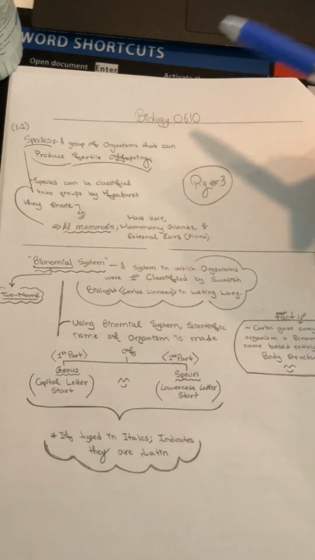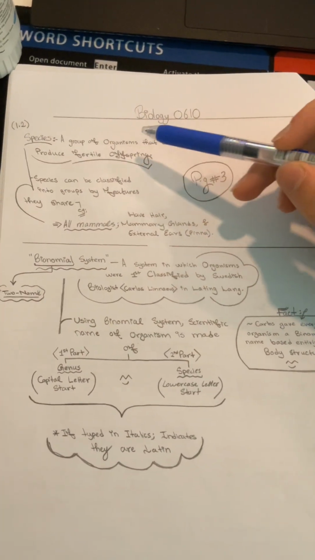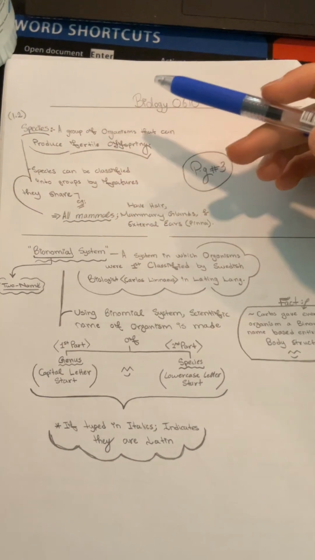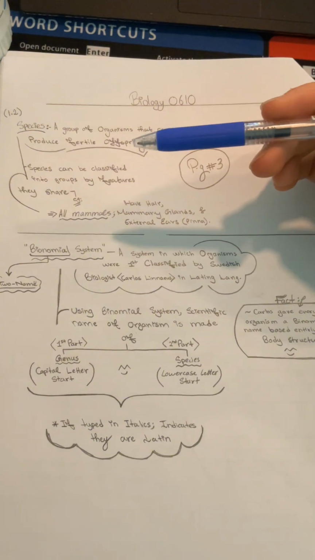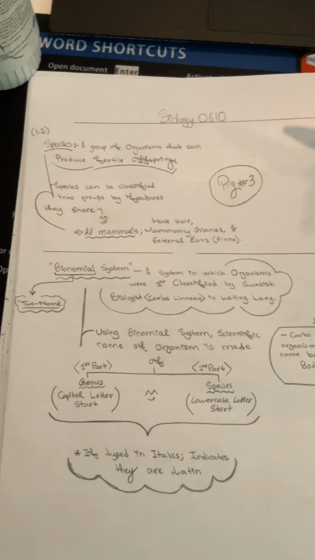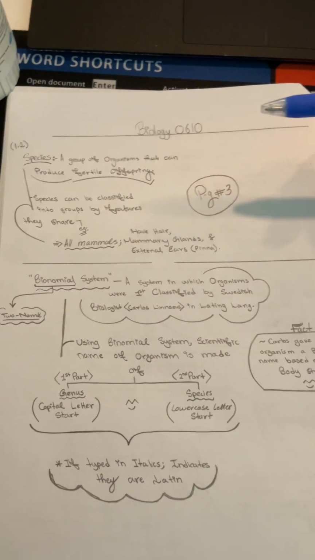Species. A species is a group of organisms that can produce fertile offspring. Species can be classified into groups by the features they share. For example, mammals are a group. Specific traits that mammals share include that they all have hair, they have mammary glands, and they have external ears called pinnas.